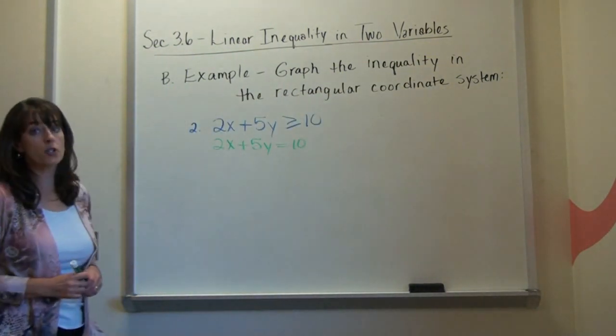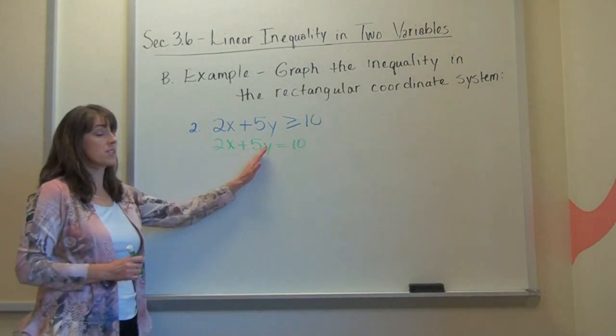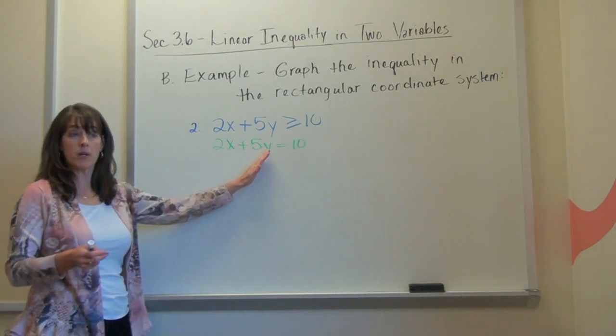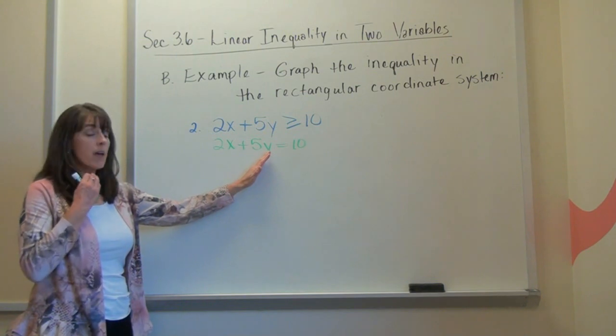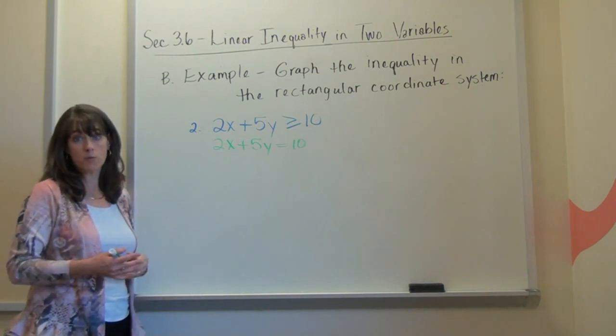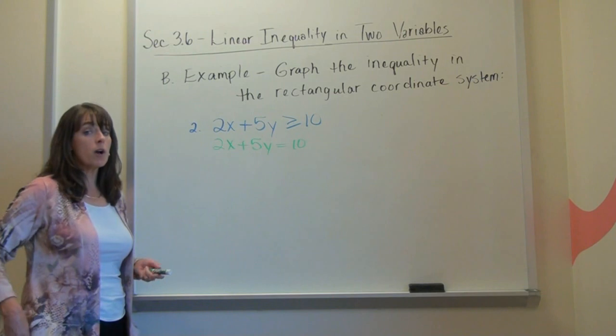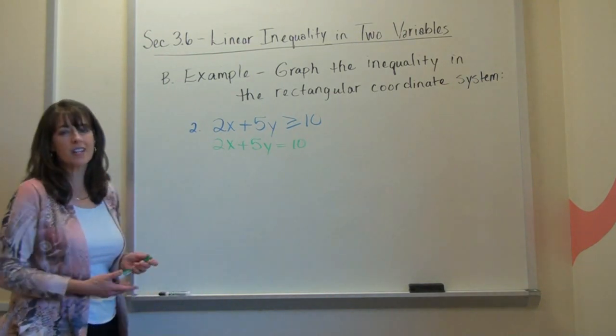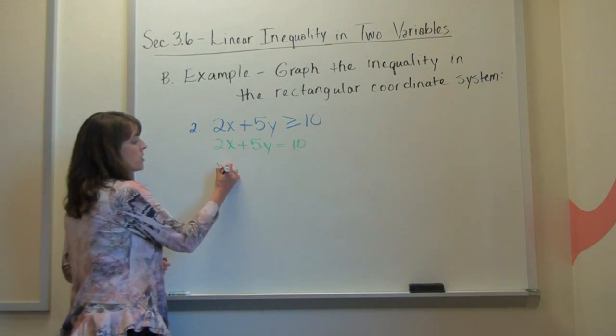Sure, we can use the slope and the y-intercept. I can take this and get the y by itself. When I do, I'm going to be able to pull out the number in front of the x, that'll be my slope, and I can pull out the number that's been added or subtracted, that'll be the y-intercept. But we also have the tool of the x-intercepts and y-intercepts. So just to practice it a little bit, I'm going to try that out.